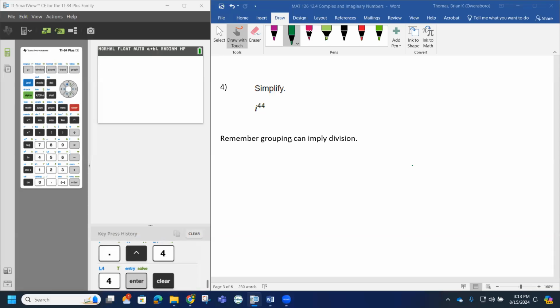So if we're asked to simplify i to the 44th, remember our answers are either going to be i, -1, -i, or 1. So remember, by definition, we have i, but i squared by definition is equal to -1, which means i cubed would be i squared times i, which means it's -1 times i, which is -i.